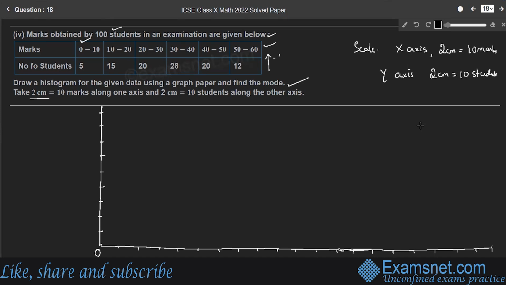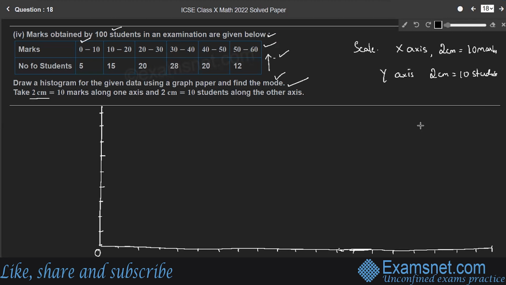Right? So let us represent the data first. Finally, we are going to find the mode of the distribution. So what is mode? The value of the term that occurs the most often, most repeatedly. The value that occurs most is called the mode of the distribution.